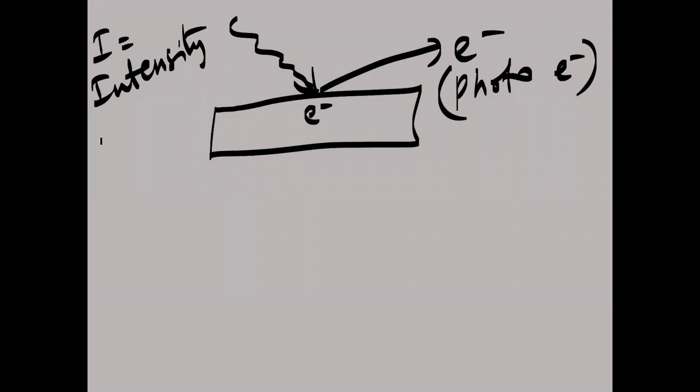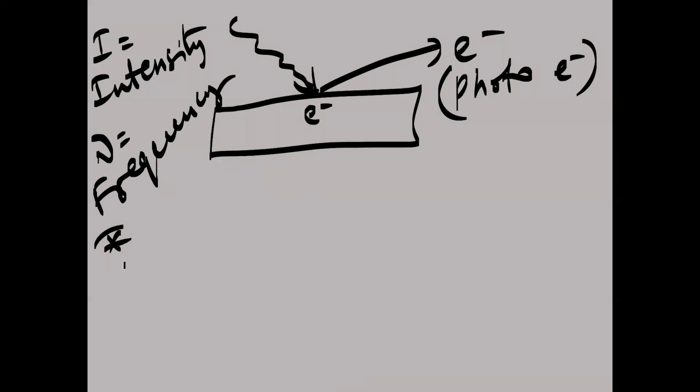I is intensity of radiation, and E is energy. E is equal to h nu, that is energy, and nu is frequency. So nu is the frequency of incident radiation, and I is the intensity of incident radiation. I is intensity, nu is frequency.